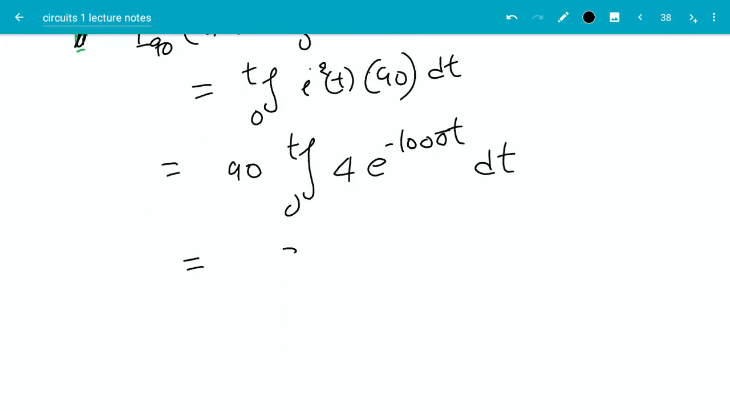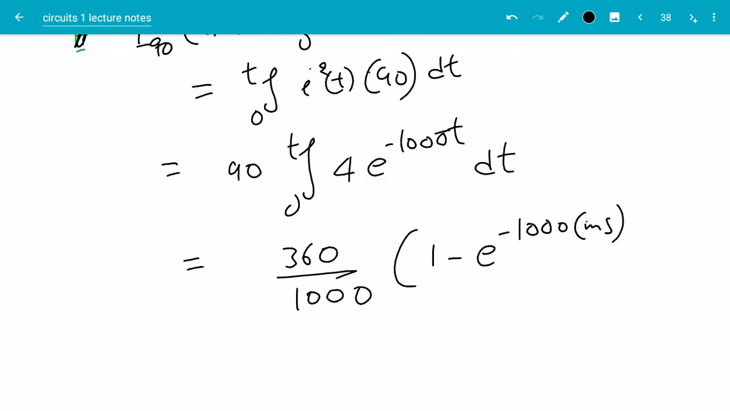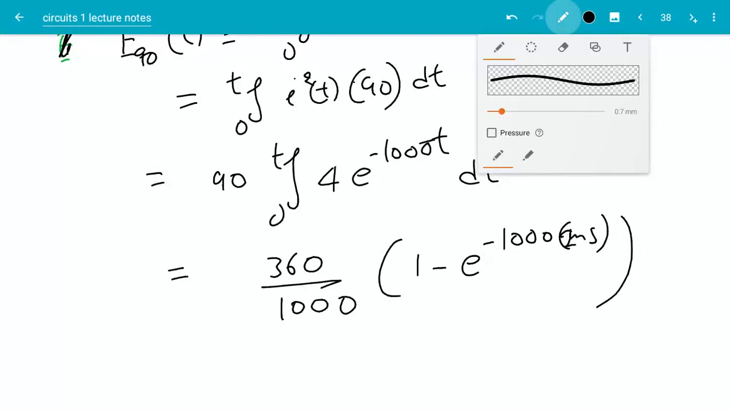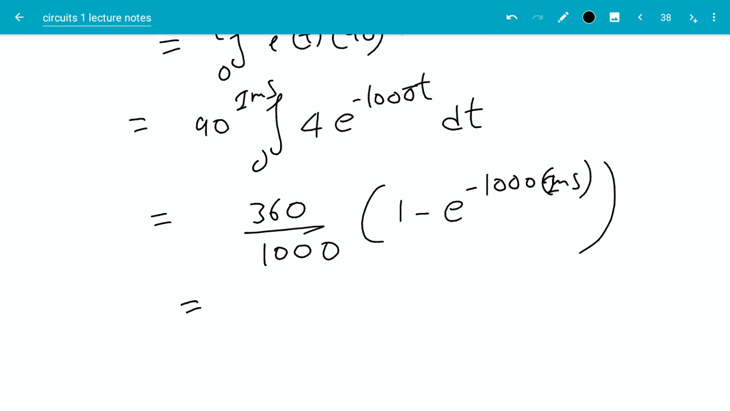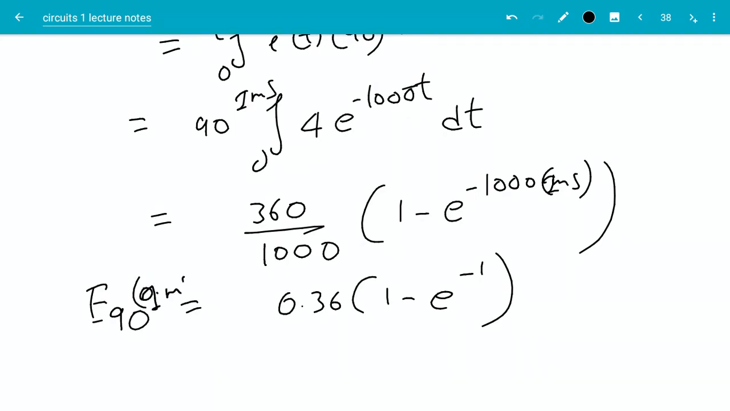So this should be equal to 360 divided by 1000 times 1 minus e to the minus 1000 times 1 millisecond, and this limit here is 1 millisecond. So this should be equal to 0.36 times 1 minus e to the minus 1. That's the energy dissipated in the 90 ohm resistor until 1 millisecond.